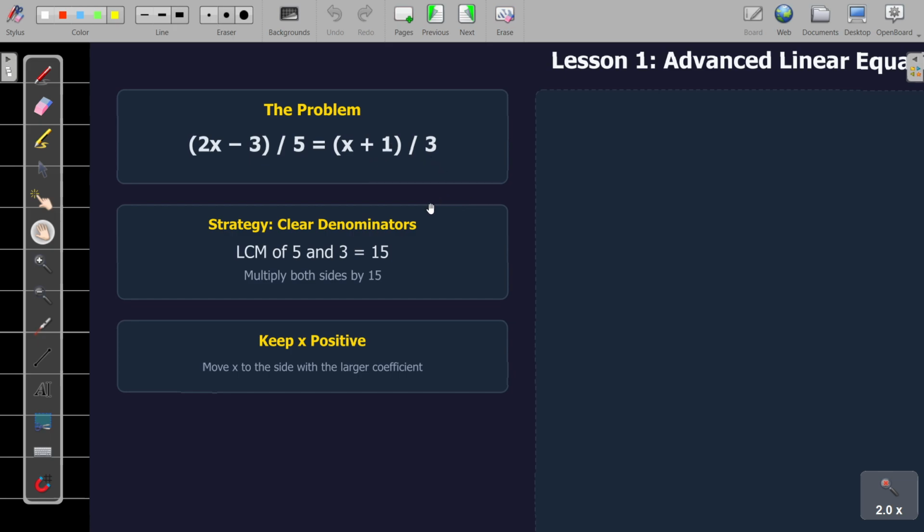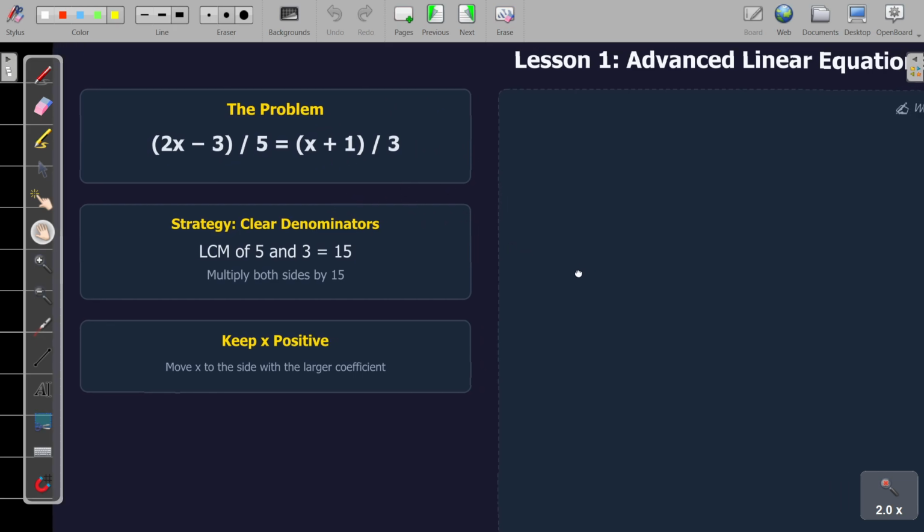So we need to find the LCM, which is the lowest common multiple of 5 and 3. Now, do this on your own notes. I've figured already it's going to be 15. Okay, because what number do both 5 and 3 go into? 15. If we multiply the entire left side and right side by 15, the fractions will vanish. So let's just do that right now.